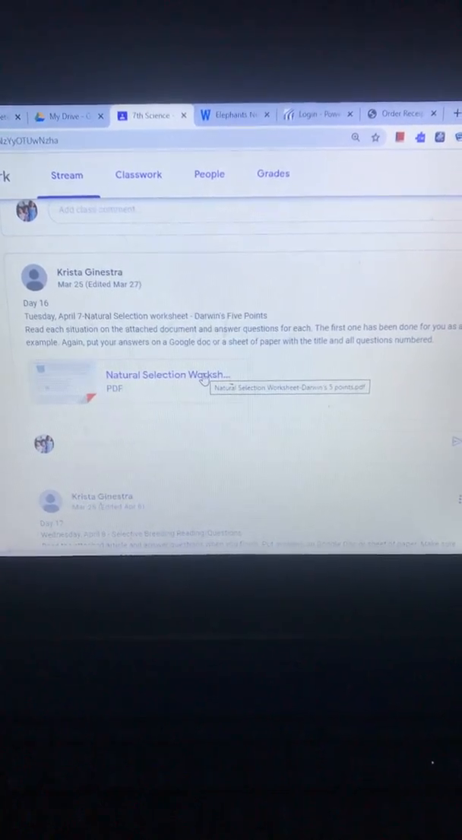Okay, day 16, natural selection worksheet. You're going to click on it on the Google Classroom. Sometimes this happens. Open in a new window. Wow, I am doing this in a dark room.